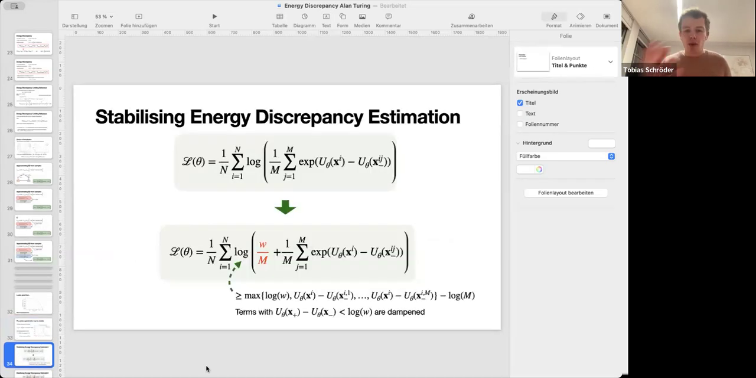So that's why we introduce a very simple fix for that. You just offset the logarithm by some value w, and this value w introduces a margin between the energy of the data samples and the energy of your contrastive samples. And it prevents this margin between these two energy values from growing indefinitely. So if that margin grows above w, that value will basically be exponentially dampened compared to all the other terms.